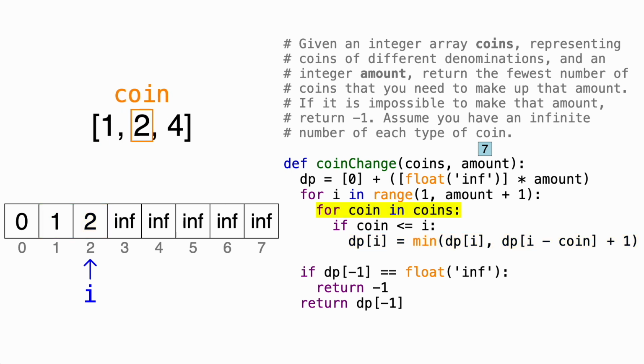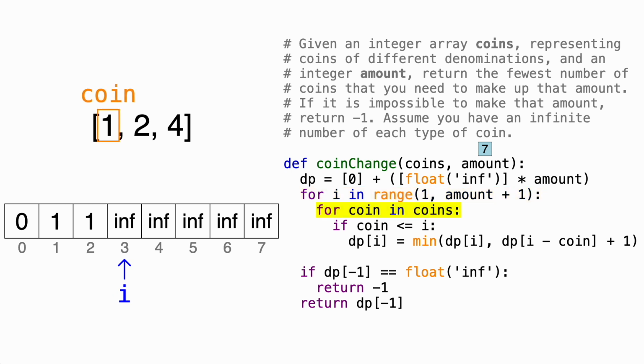Then let's try the next coin. 2 is equal to 2, so we can use this coin now. The element at index 2 minus 2 is 0, and 0 plus 1 equals 1. 1 is less than 2, so we found a way to use a fewer number of coins, which is to just use a single 2 coin. So let's overwrite the element at index i to be 1. Next, 4 is greater than 2, so we'll skip that for now and move on to index 3.